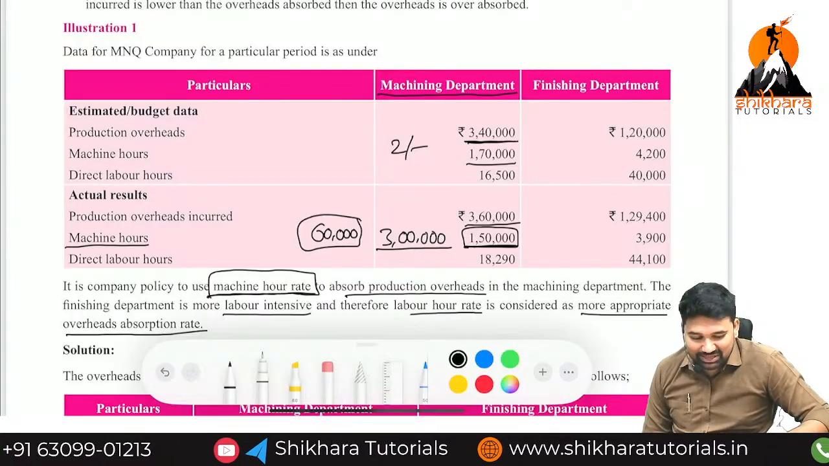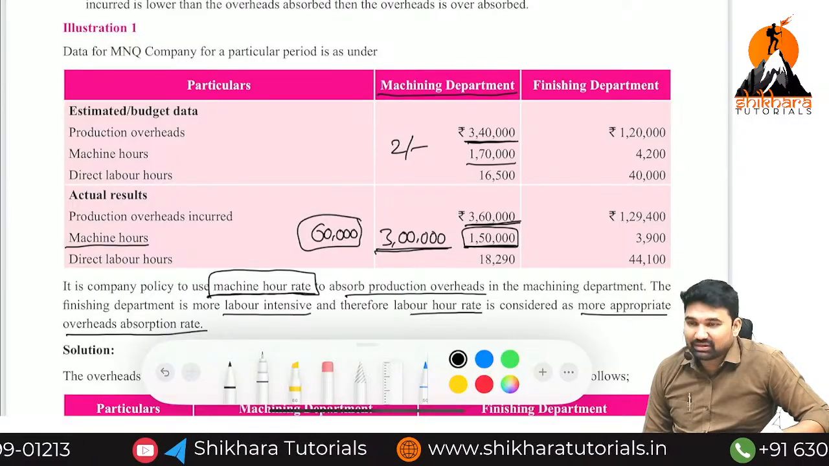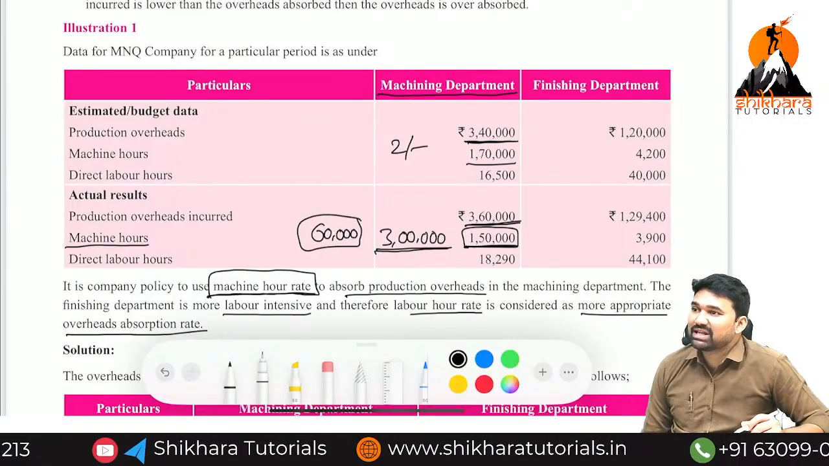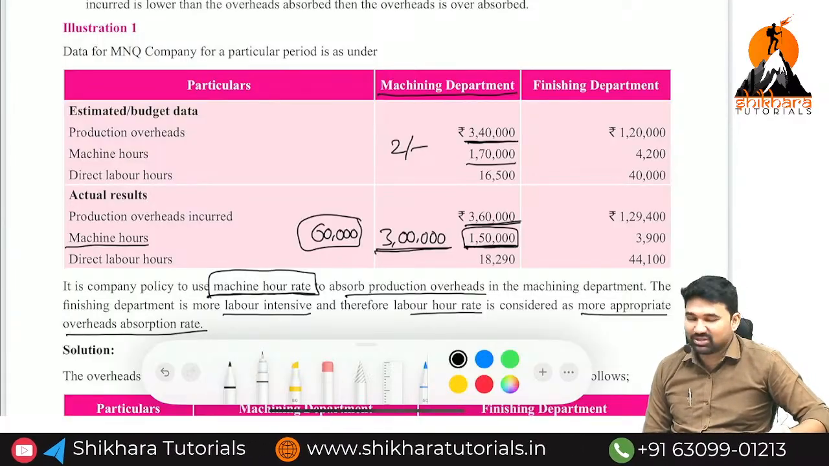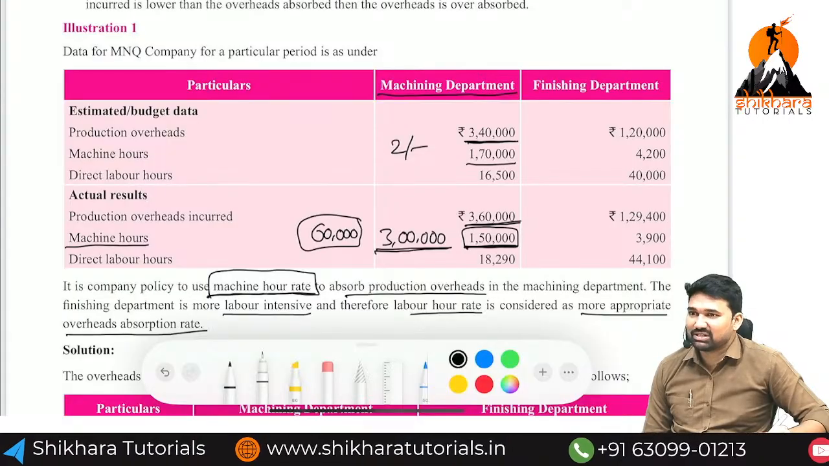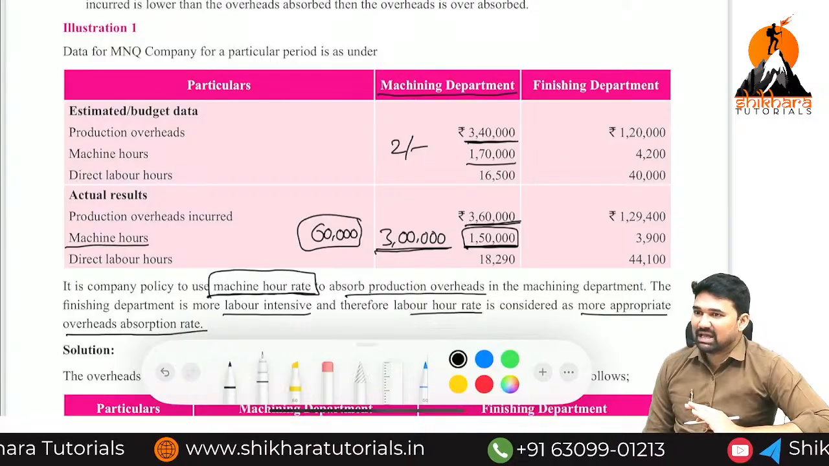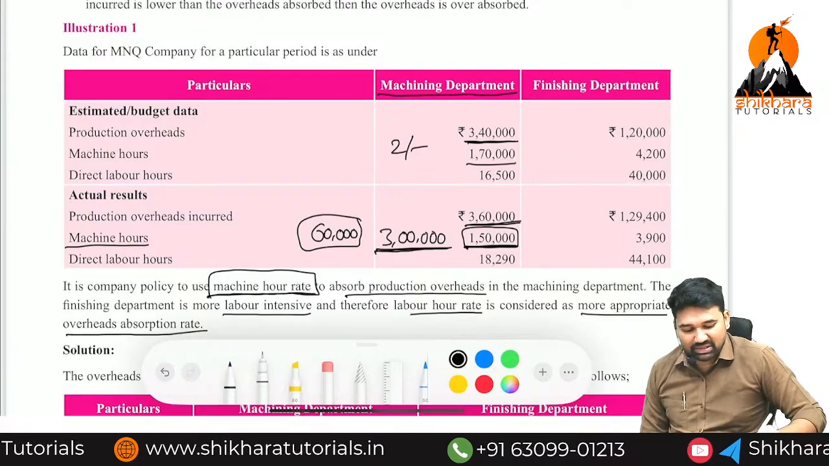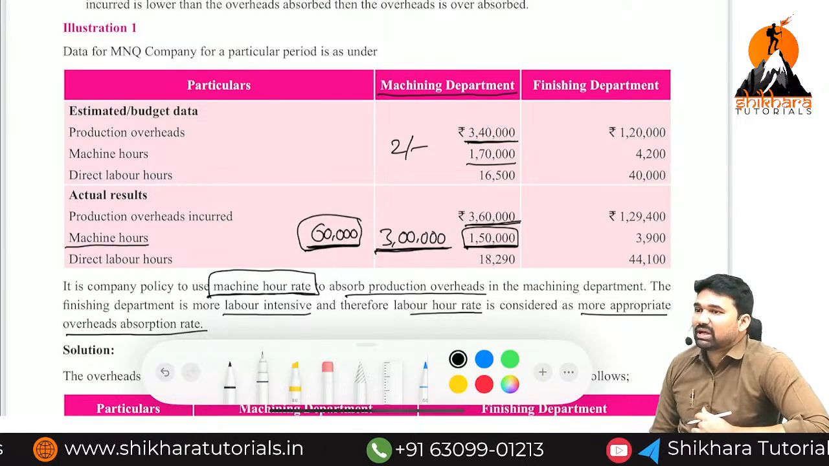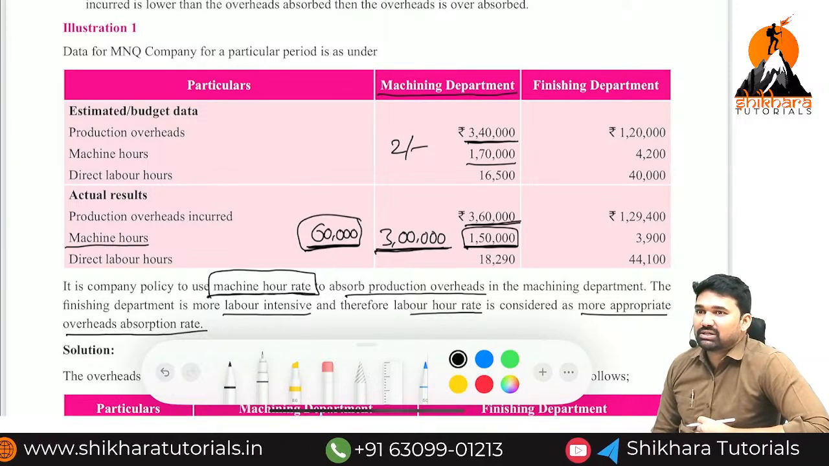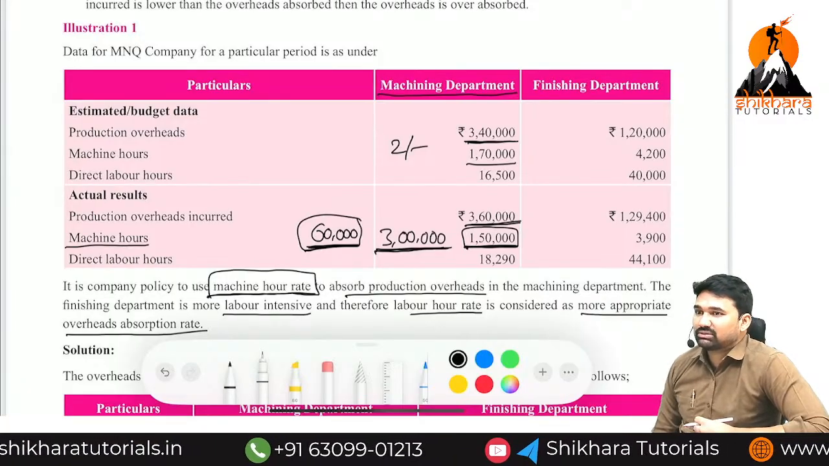What is your actual expenditure? 3,60,000. How much are you able to recover? How have you recovered 3 lakhs? Sir, per hour 2 rupees. Ours is 1,50,000 machine hours, sir. That is why 1,50,000 into 2, 3 lakhs. So we are able to recover 3 lakhs and we are unable to recover the remaining 60,000.